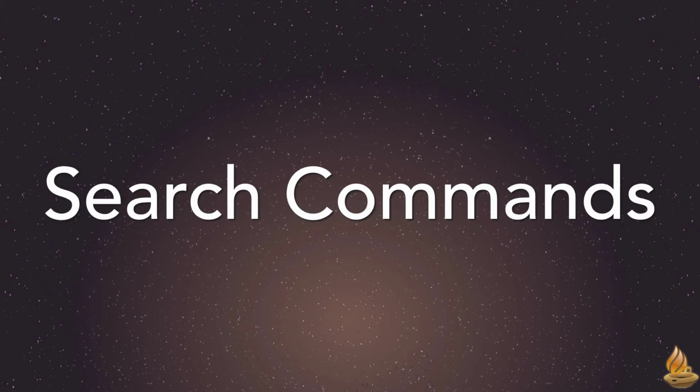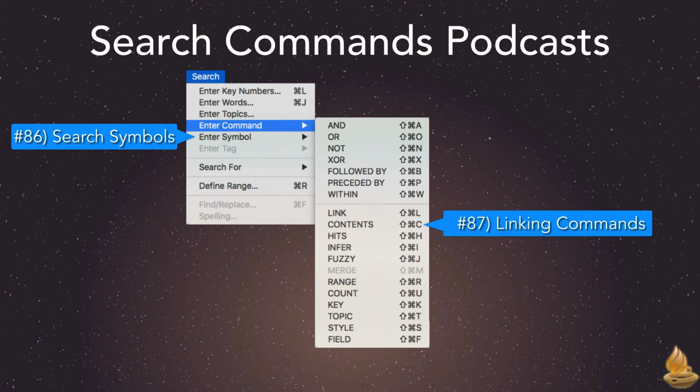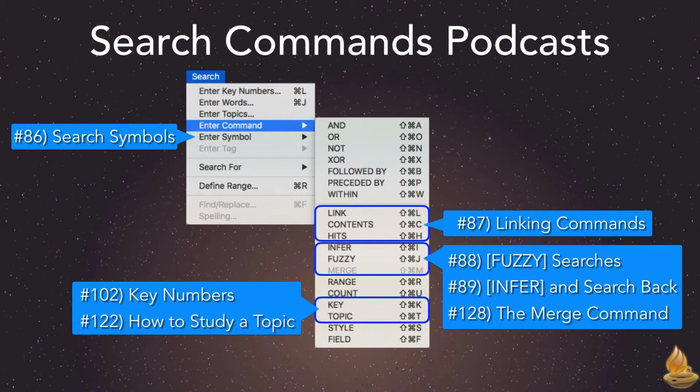Search commands. Our podcast archive has a number of podcasts designed for power searches. Number 86 covers search symbols, while link, contents, and hits are all covered in podcast number 87, linking commands. The three most complicated search commands each have their own podcast. Number 88, fuzzy searches, number 89, infer and search back, and number 128, the merge command. Podcast numbers 102 and 122 cover key numbers and topics respectively. All of these podcasts can be found here.